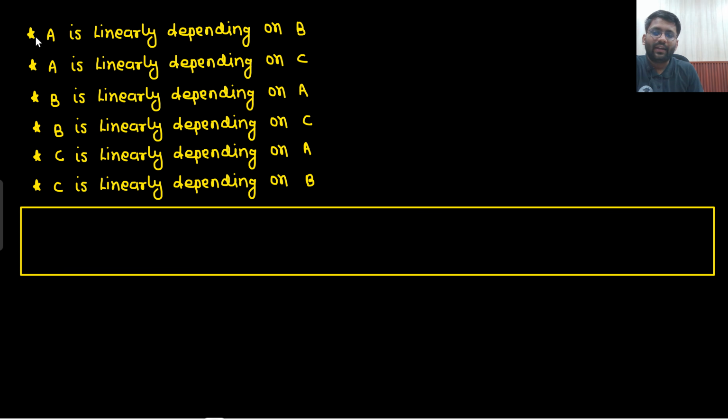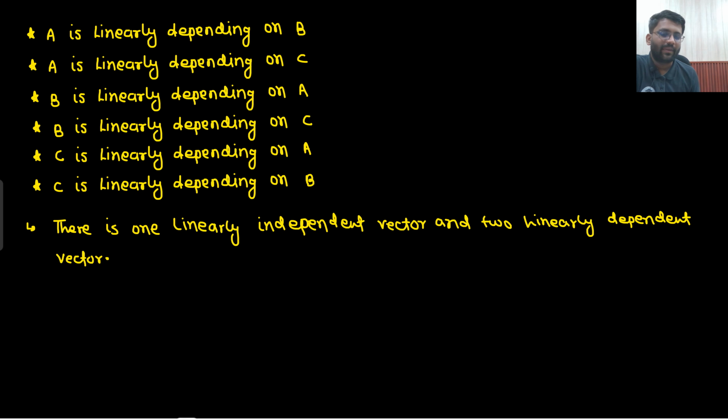So what I am saying, A is linearly depending on B, and A is linearly depending on C. So these 6 statements I can write down: A is linearly depending on B, A is linearly depending on C, B is linearly depending on A, B is linearly depending on C. But what about the number of dependent and independent vectors? There is only one linearly independent vector and 2 linearly dependent vectors.